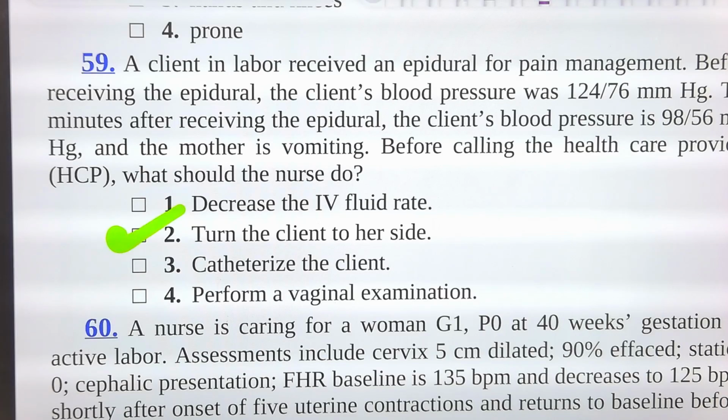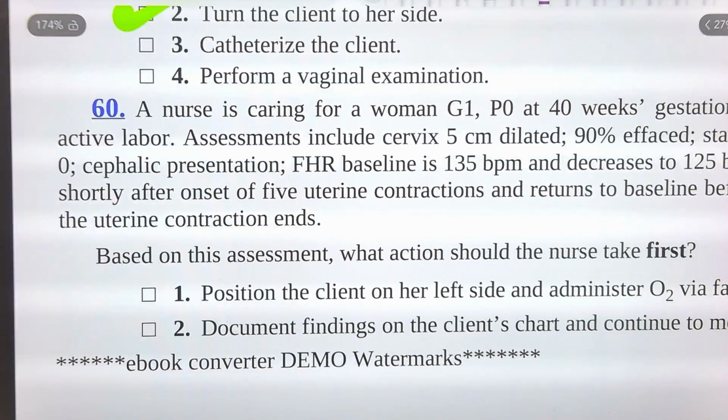So answer number 2 will be the correct one. Turn the patient to her side. तो हमें क्यों करेंगे? To reduce the pressure on abdominal aorta and IV fluid rate को increase करेंगे, ना कि decrease. So let's read the next question.